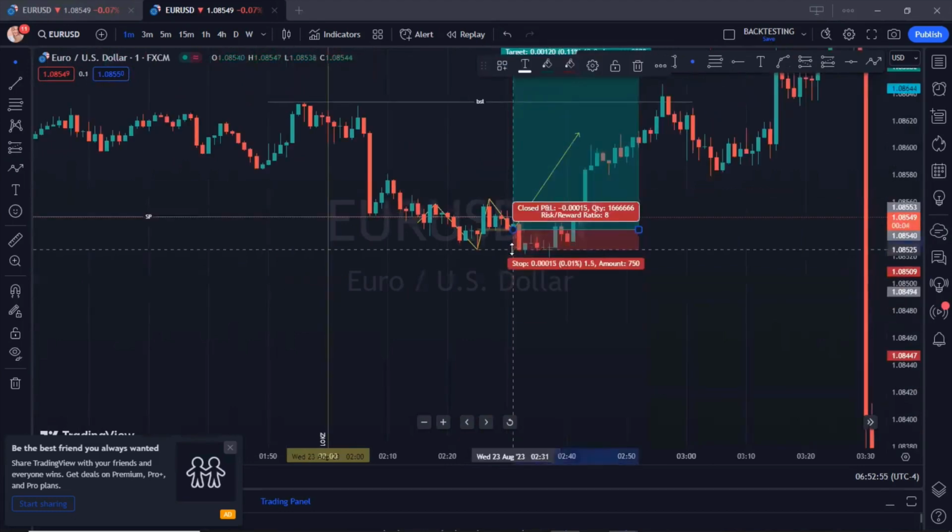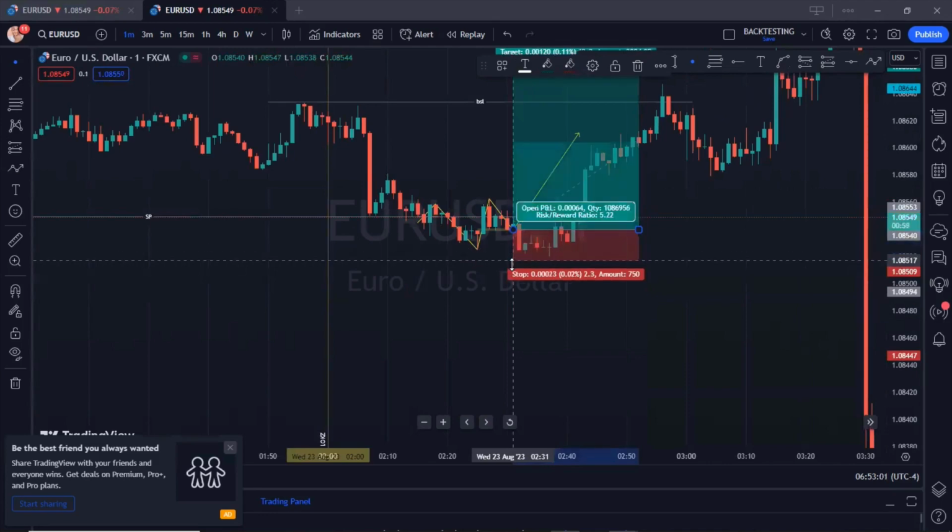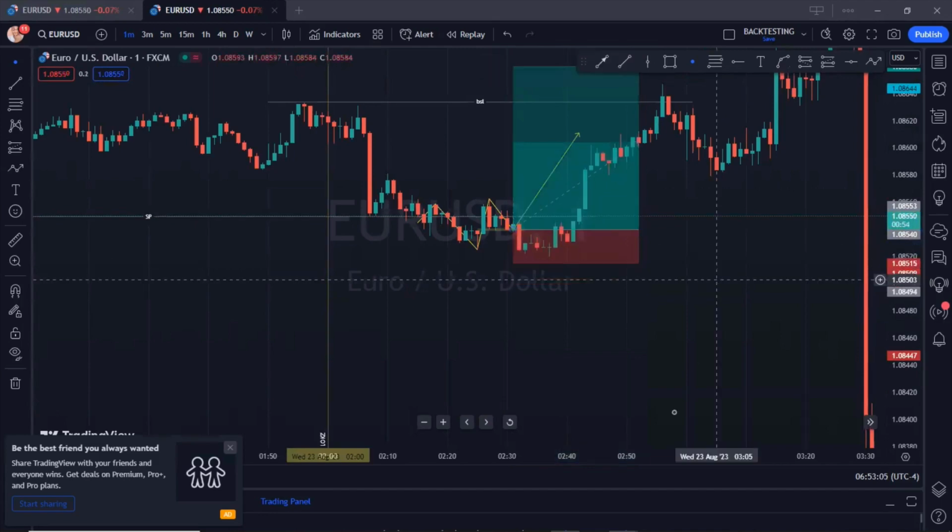I'll put my stop loss below. So I will add an extra 1 pip. So the stop loss is 1.5, so I'll increase it to 2.5 pips. So don't mind the stop loss. The main thing is you're trading in percentage. Okay, so what is your target?